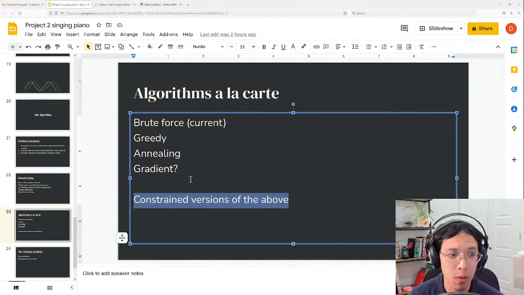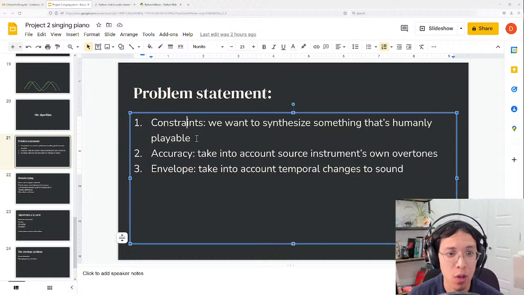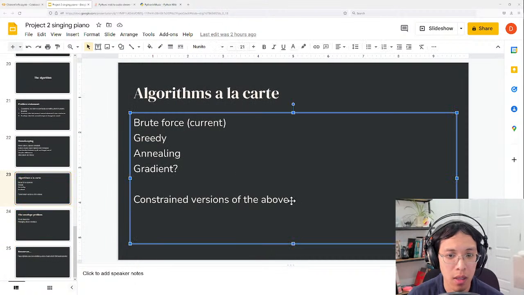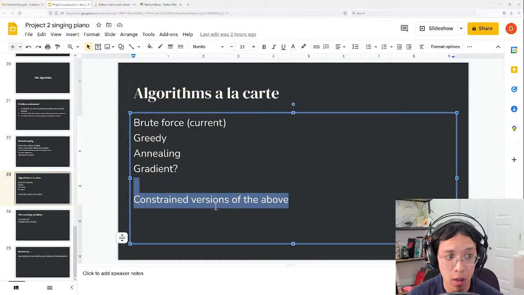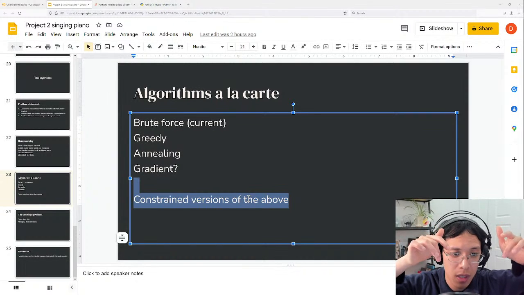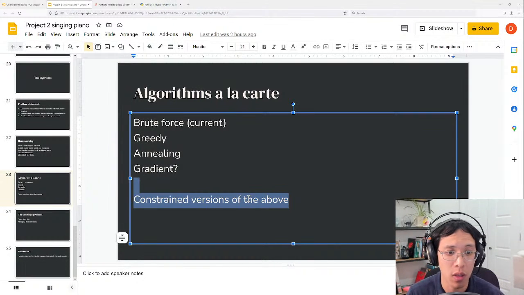Right, so remember that we're trying to make it humanly playable. So some of the problems that you face are, not only do you have to make sure you don't play too many notes at once, you also have to make sure that the way you play them makes sense. So what I'm thinking is, for example, for the attack, we might allow more notes and then just release some of the notes after the attack for the sustain, and then finally for the decay we need some other release profile for the notes.